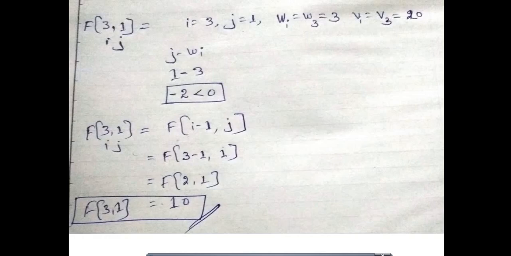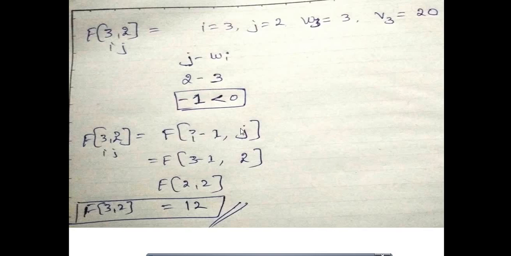Three comma 1. See here, third row is coming, so the values are going to change. W3 and V3 will come. V3 is 20 and W3 is 3. Again you have to find 3 comma 1, 3 comma 2, 3 comma 3, 3 comma 4, 3 comma 5. Okay, now 3 comma 2.